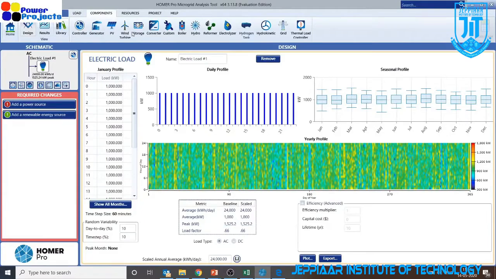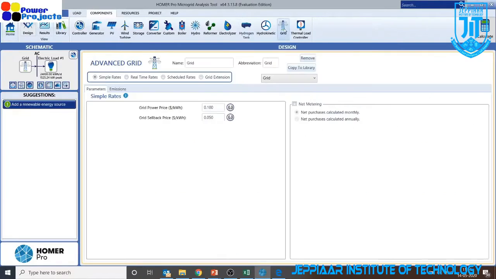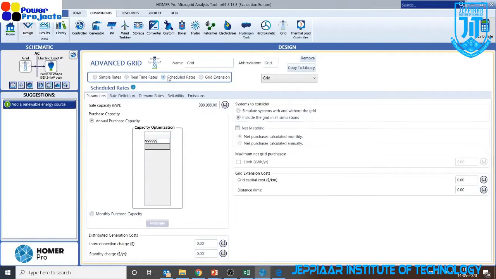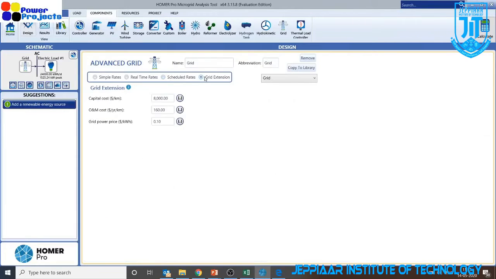Let me model a grid as well. There is an option called grid here. Here it is in dollars. So you can go with simple rates. As I told you, it's a commercial software, so you can model this with simple rates or real-time rates. If you want real-time rates, then you need input from real-time data of the market price on an hourly basis. Scheduled rates means a different tariff for different times, which you can model. And grid extension means if you want to extend the grid for some kilometers, then what is the grid extension price, all these things you can model.